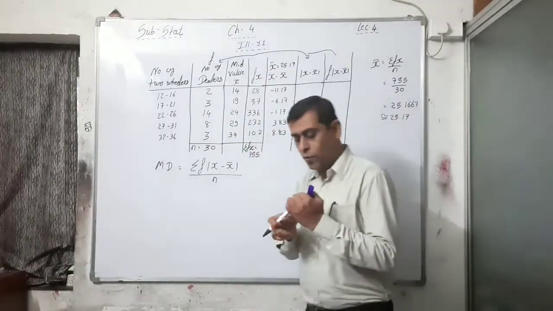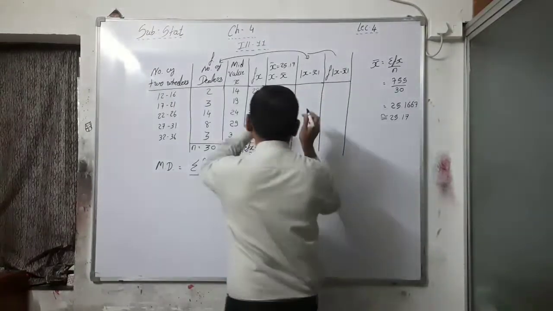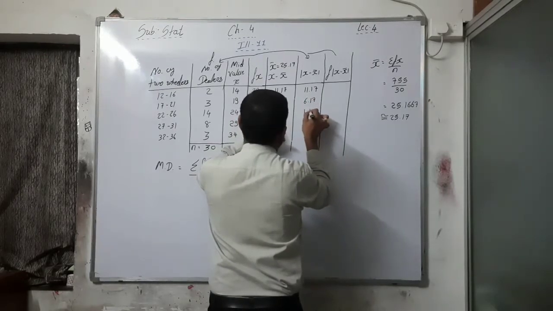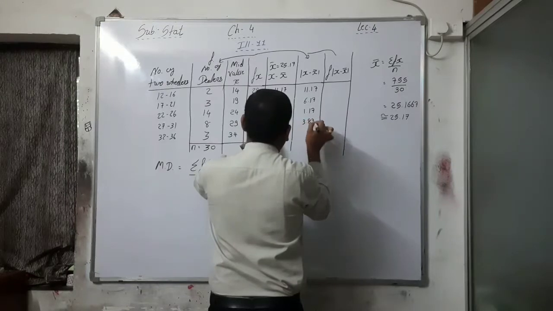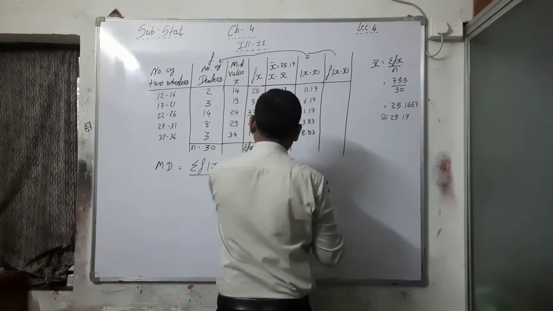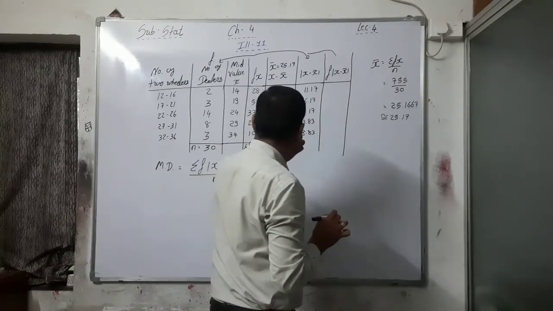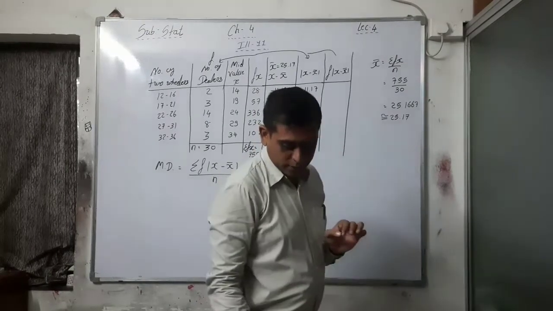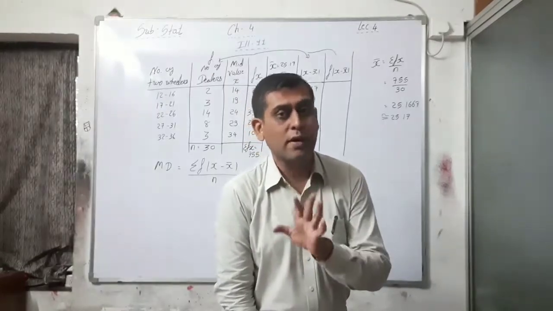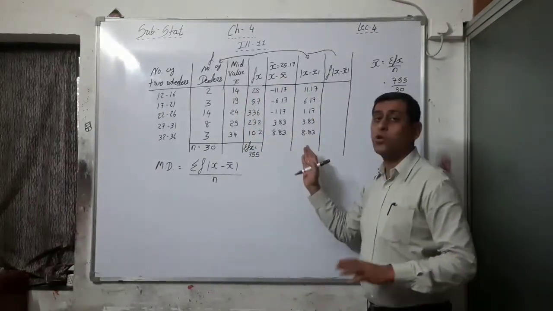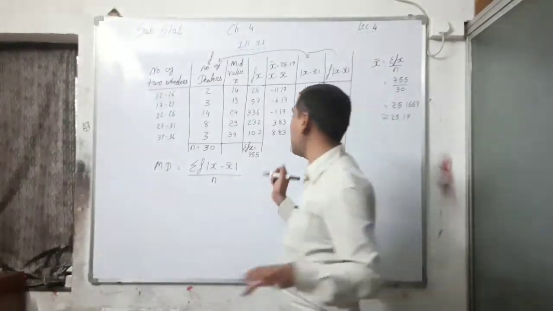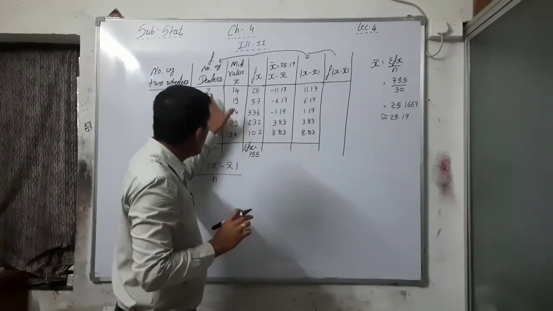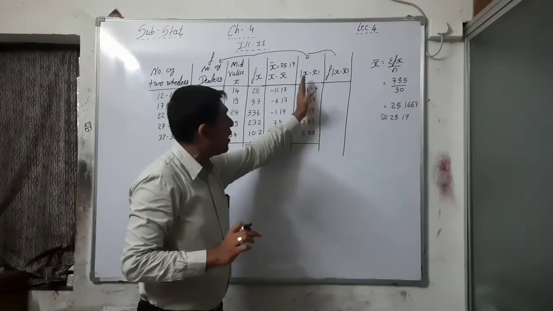modulus. That is, we have to convert all the negative values into positive. Minus 11.17 is 11.17 positive. Then 6.17, then 1.17, then 3.83, and then 8.83. The total is 31.17, but we don't need the total of x minus x bar as well as modulus x minus x bar. We don't need that. That's why we are not doing any total of these. Okay, we just multiply f with modulus x minus x bar, right?